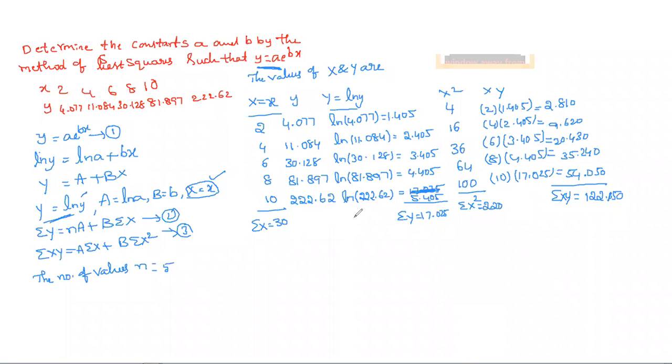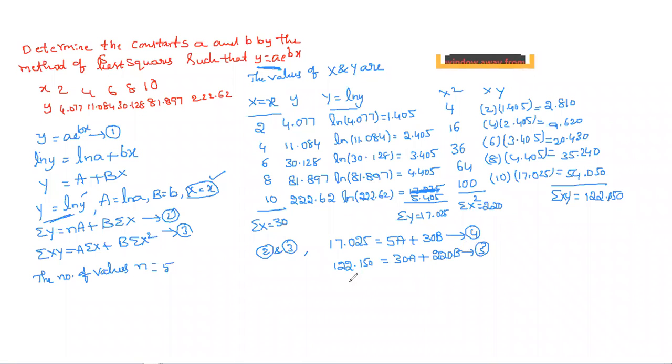Now we need to substitute all those values in the normal equations. So substituting equation 2 and 3, you can see that summation y is equal to 17.025, and n is nothing but 5, so 5a plus summation x, which is 30b. And the next one: 122.150 is equal to 30a plus summation x square, here 220, so 220b. Let this be equation 4, and this be equation 5.